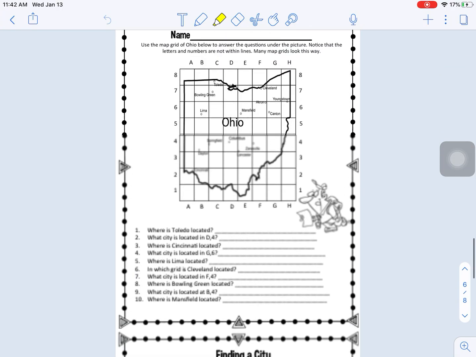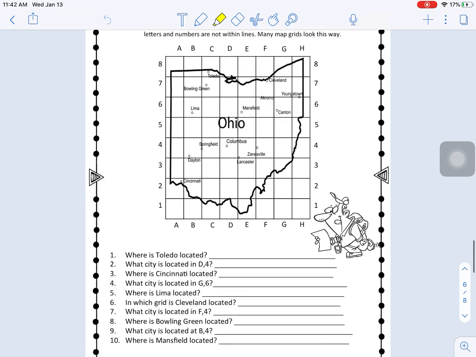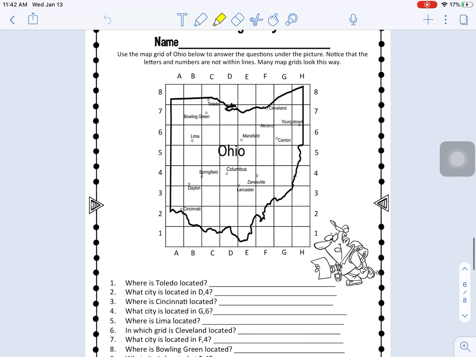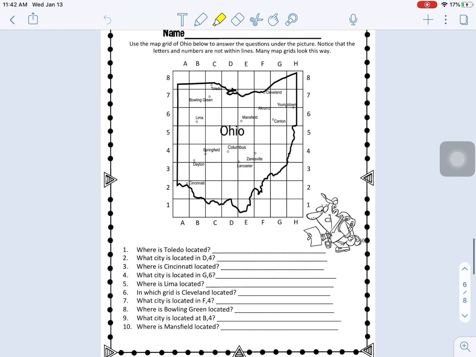You will be completing this work page. It's a little more challenging than the one that we did before because this one is not using pictures, it is using city names, and there's more numbers and more letters on here. So you're really going to have to look carefully to see where these items and what cities are located where. For example, let's look at number 1. Where is Toledo located?